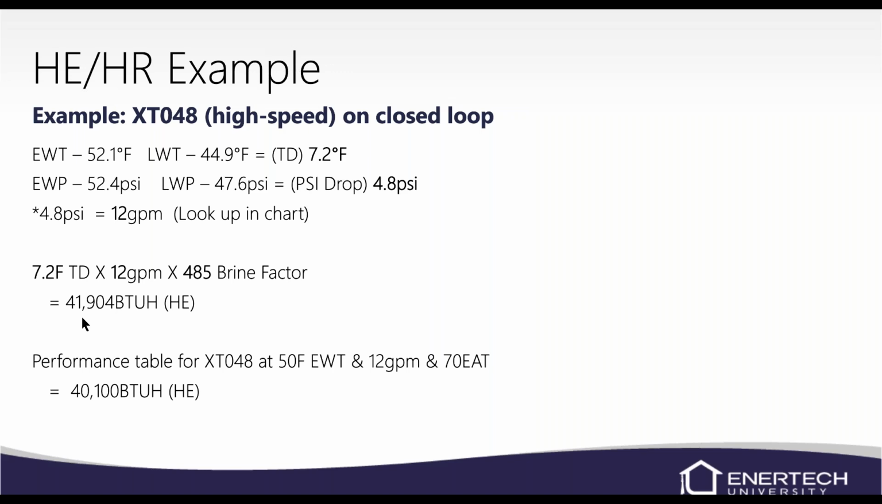Normally, we don't see above the heat of extraction or rejection, unless maybe we're not really moving 12 GPM, maybe we're moving 11 and a half or something like that, which would throw it off a little bit. But as long as we're above it or within 10% of this 40,100, then we're good to go. Don't put your refrigerant gauges on there. There's no need for it. The unit can't do anything else than what it's doing.